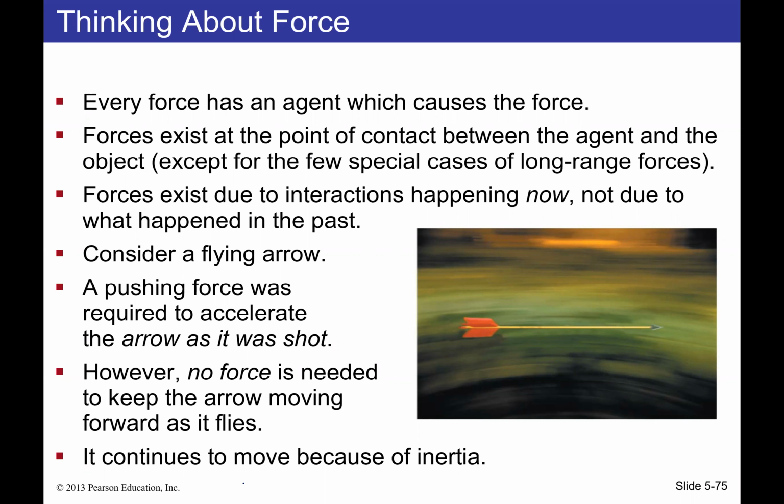Okay. So when you have a force acting on an object, that object basically exerts a force on the agent itself, right? So you can say forces exist at the point of contact between agent and object, and forces exist due to the interaction happening now, not due to what happened in the past. Consider a flying arrow. A pushing force was required to accelerate the arrow as it was shot. However, no force is needed to keep the arrow moving forward as it flies. It continues to move because of inertia.